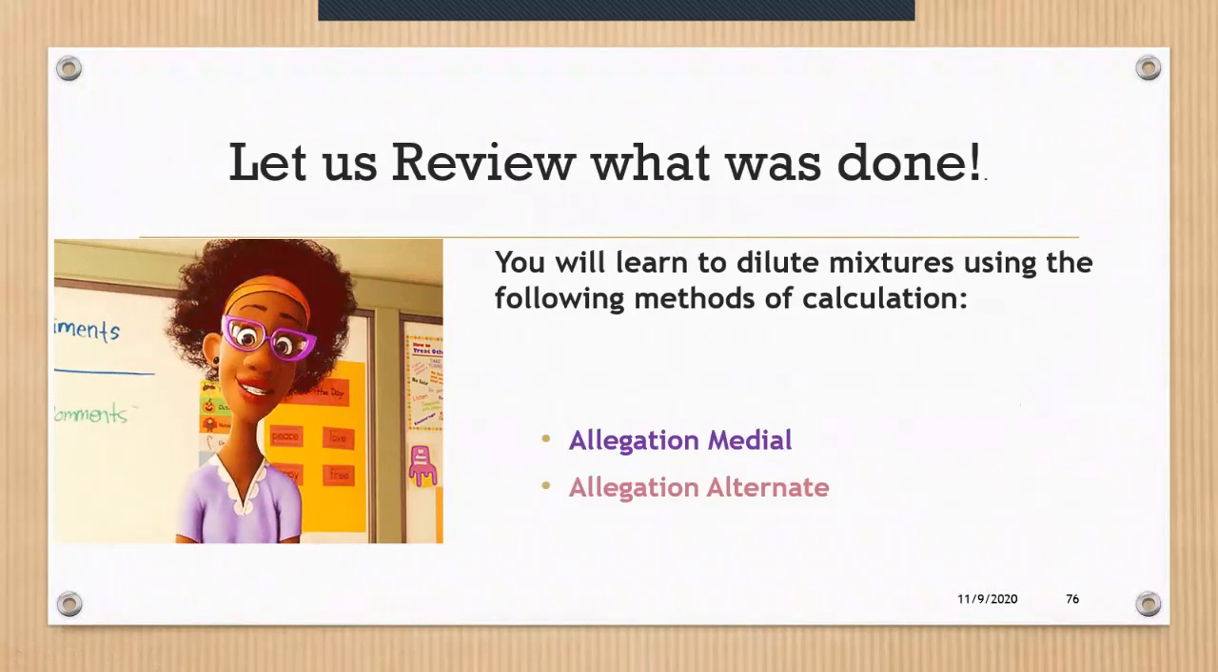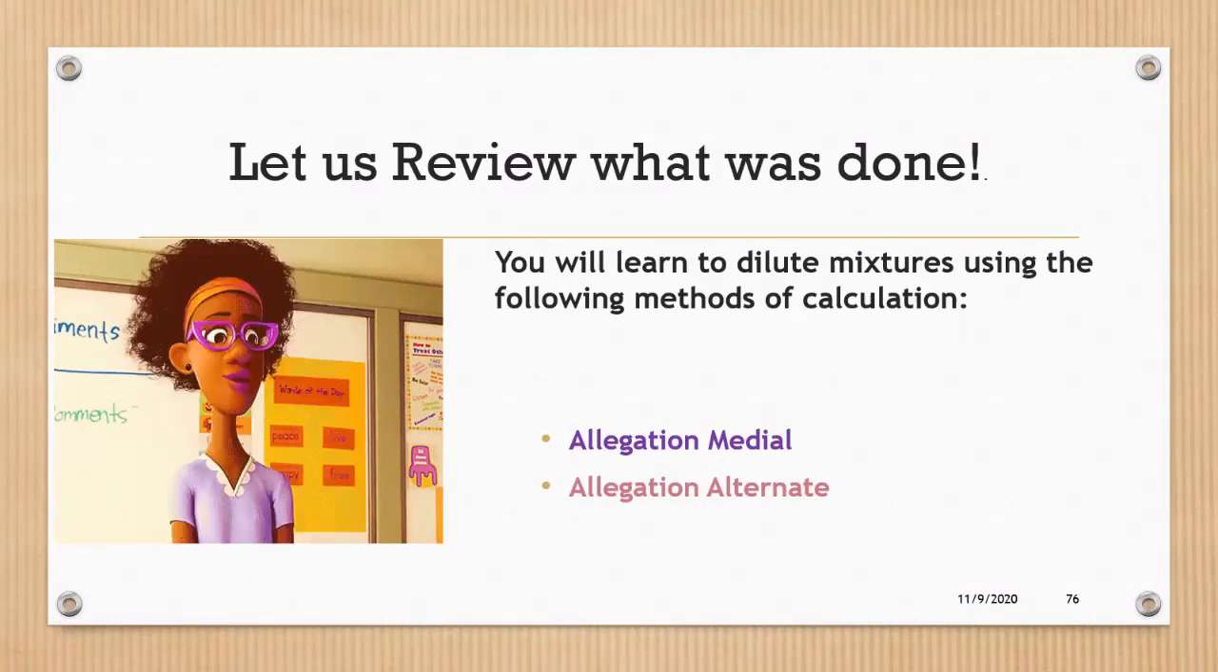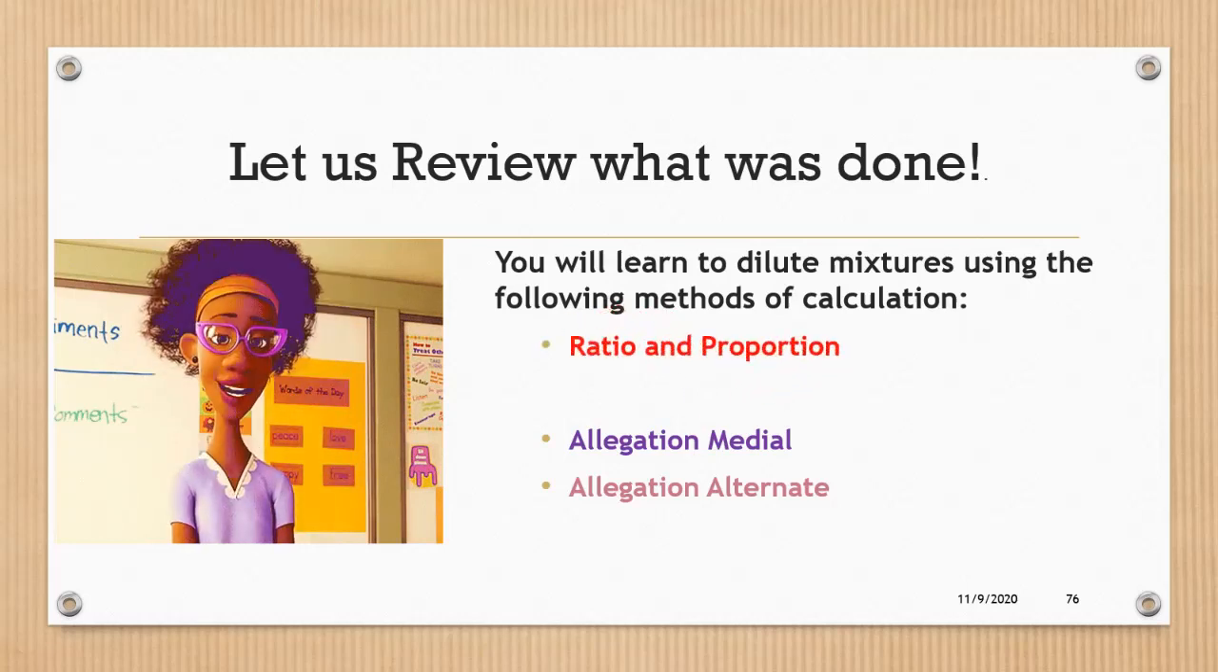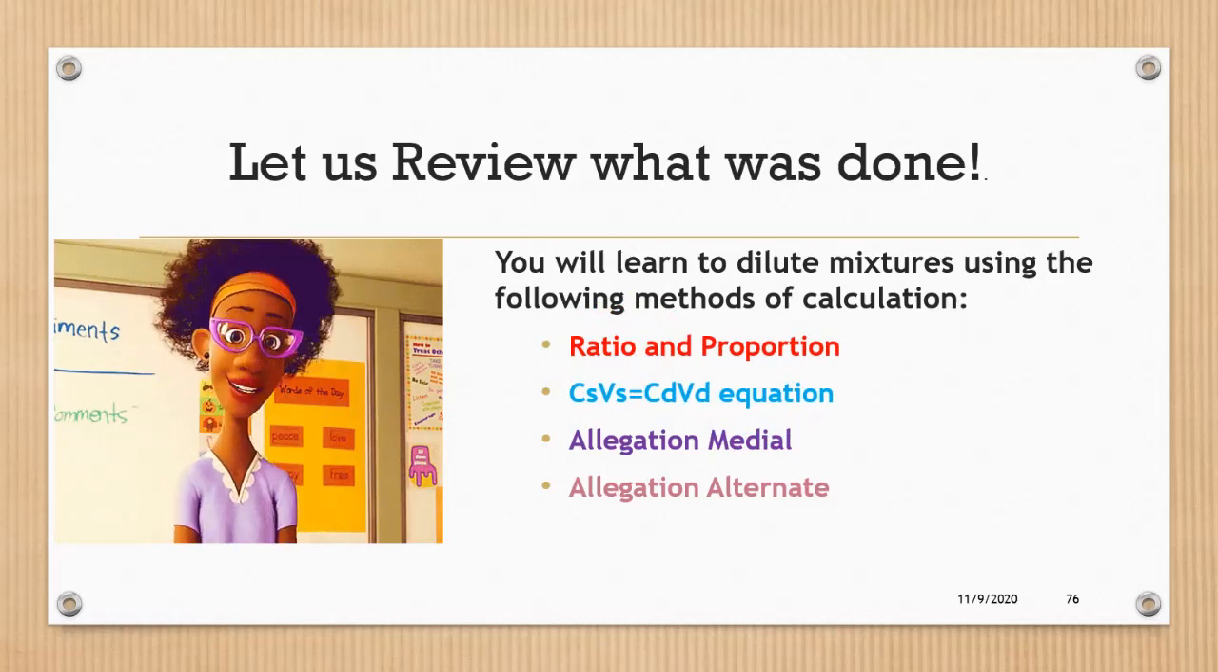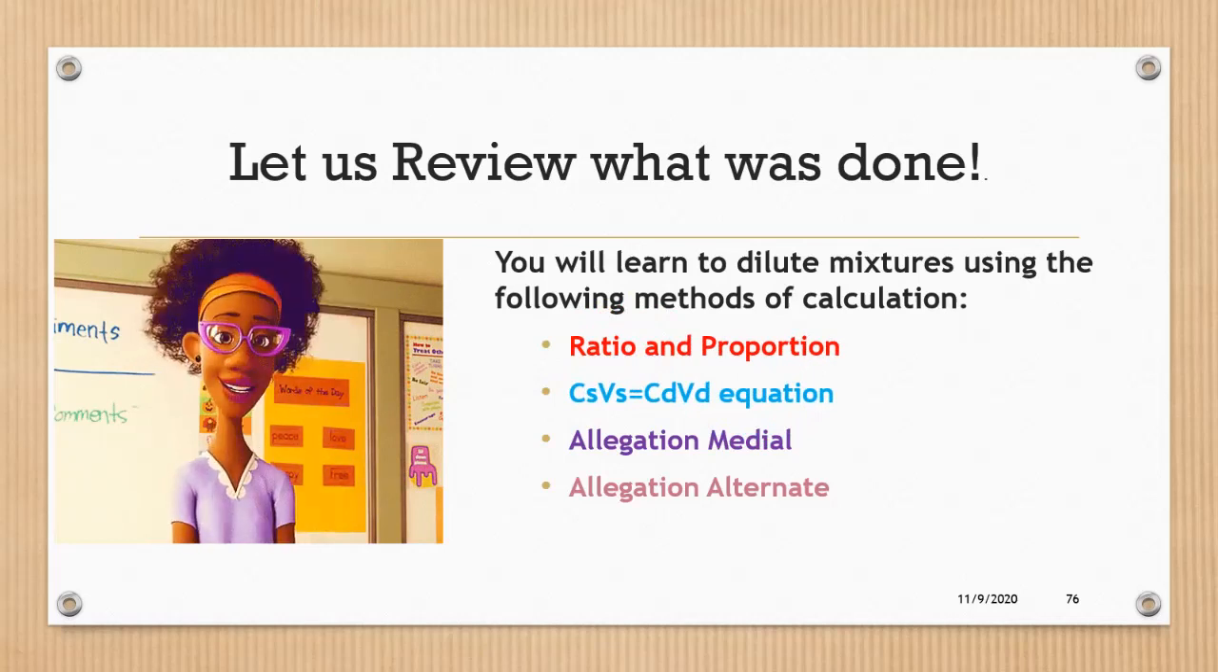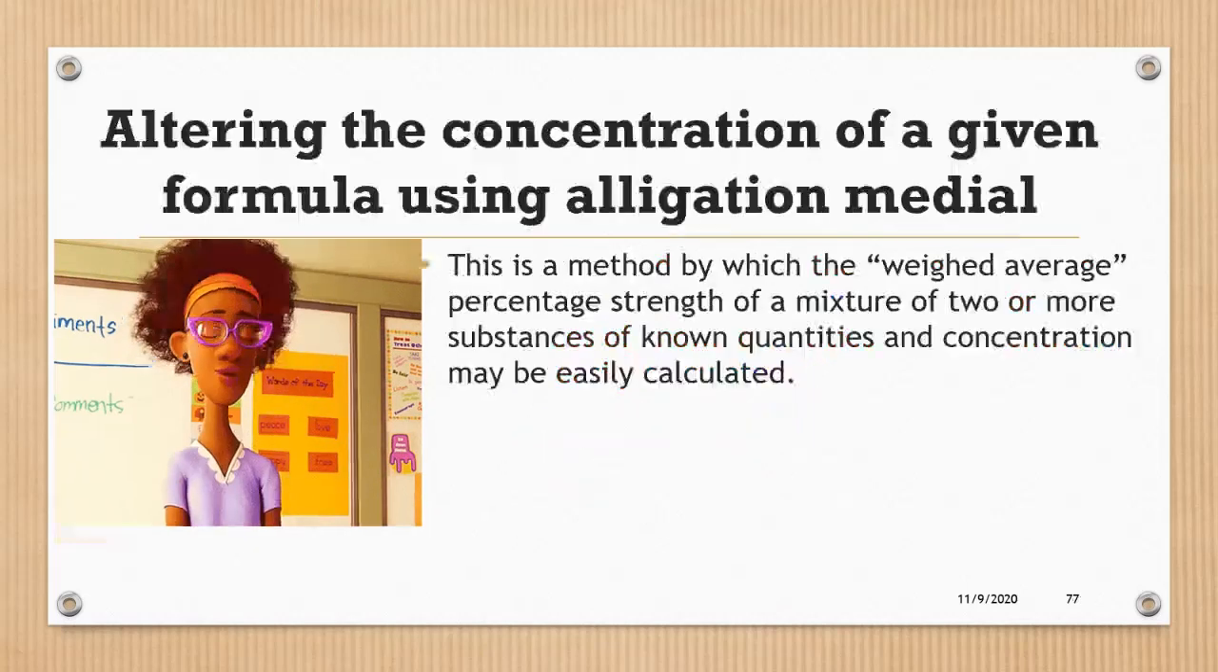You will learn to dilute mixtures using the following methods of calculations: alligation medial and alligation alternate. I'm so sorry, alligation should be spelled with an E, not an I. We already looked at ratio and proportion and CSVS methods. So we're looking at alligation medial and alligation alternate now, in particular, for this part of the lecture, alligation medial.